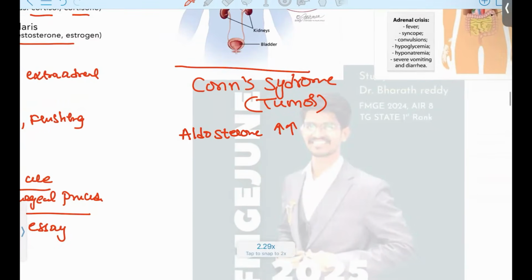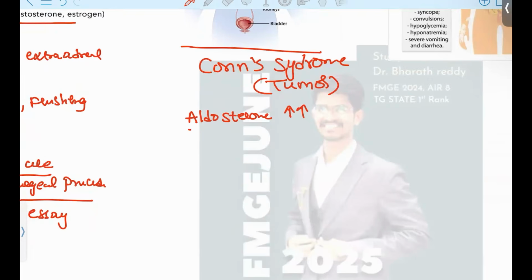Aldosterone is very, very high in this patient. So the major function of the aldosterone is to increase the sodium levels. That means the patient is having hypernatremia. So it will block the potassium, so the potassium will be low, hypokalemia.